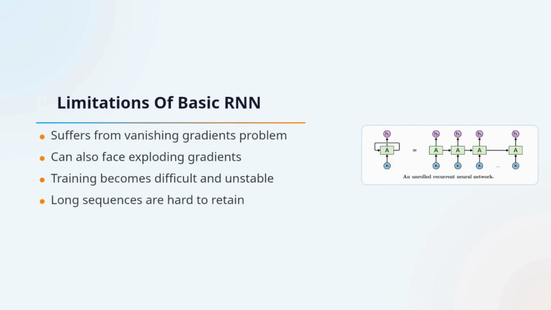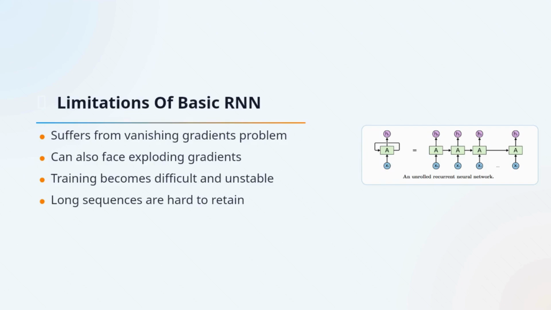Basic RNNs also come with serious limitations. During training, gradients can become too small or too large, causing vanishing or exploding gradient problems. Because of this, training can be unstable and the model struggles to remember information from very long sequences.